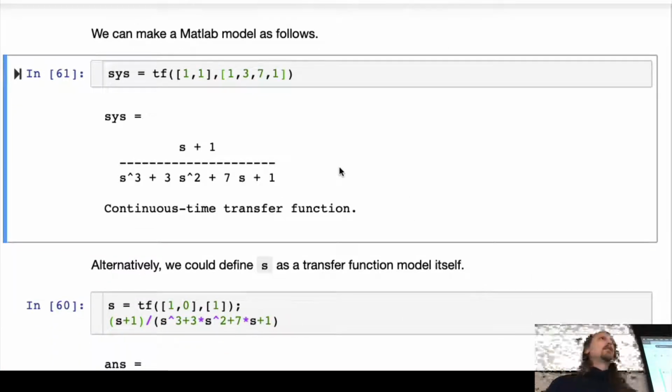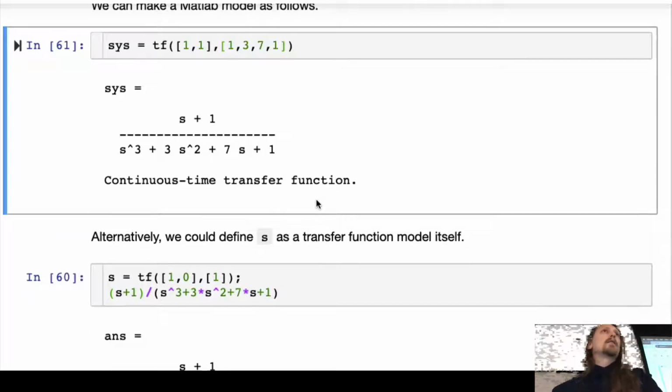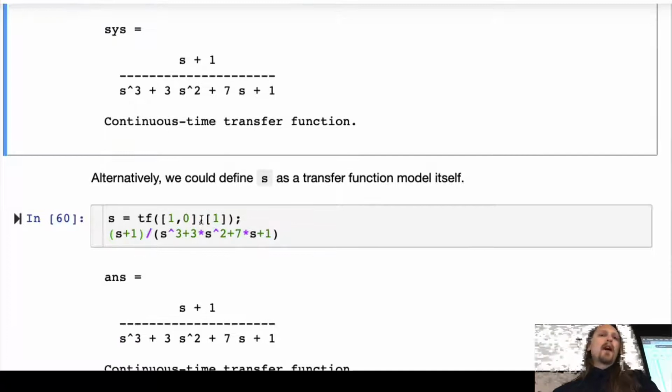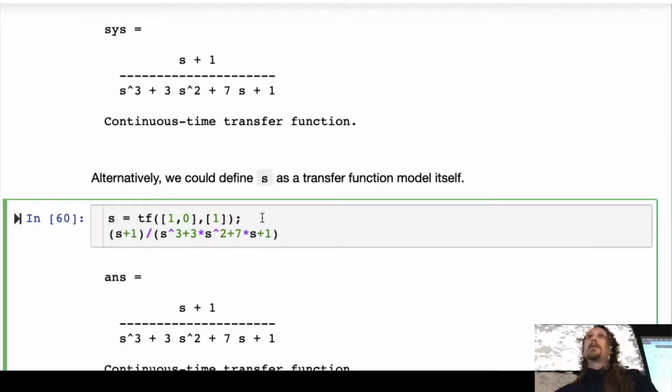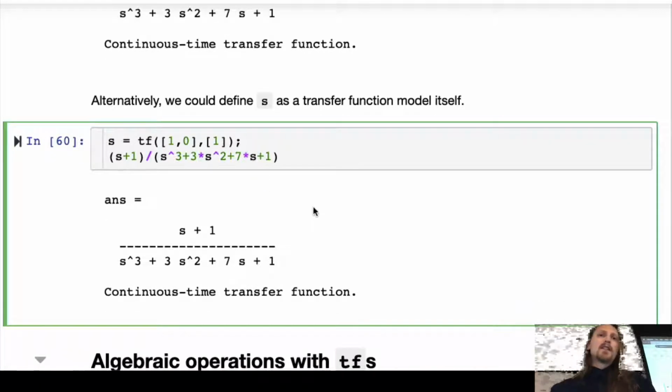Great. There's another way to do this, creating a TF model that I showed you. I don't really have a strong preference. I kind of like this first way better. There's a second way, which is very popular on the internet, so I thought I would include it because if you're looking around on the internet, you'll probably see this. And it's a little weird at first. What you do first is define the variable s to be a transfer function object. What you're saying is the s coefficient is 1, the constant coefficient is 0, and in the denominator you just have 1. So this is a transfer function that's just s.